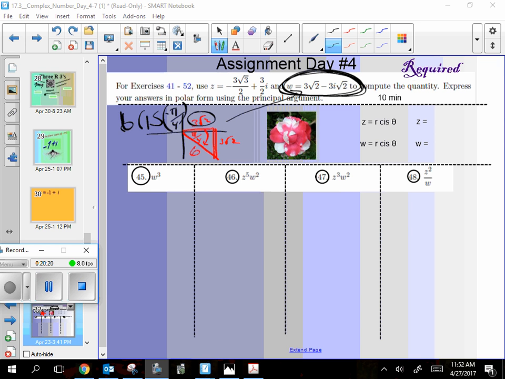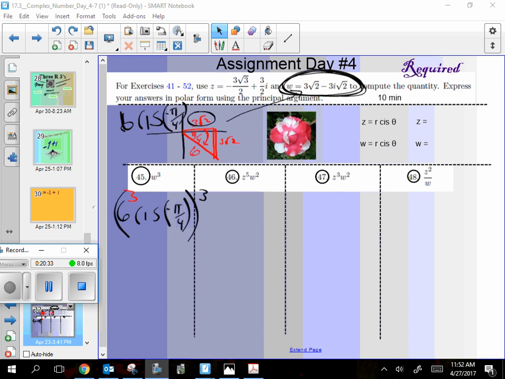Now I'm going to take that and cube it. 6 cis negative pi over 4, and then I got to put it to the third. It's all about DeMoivre of the exponent. So you put 1 to that and 1 there. Notice, and that's multiplying the angle by 3, not putting it to the third. All right, so there's a heavy-duty hint to get you going on those. Those 4 are all assigned. Let's move to the next page.